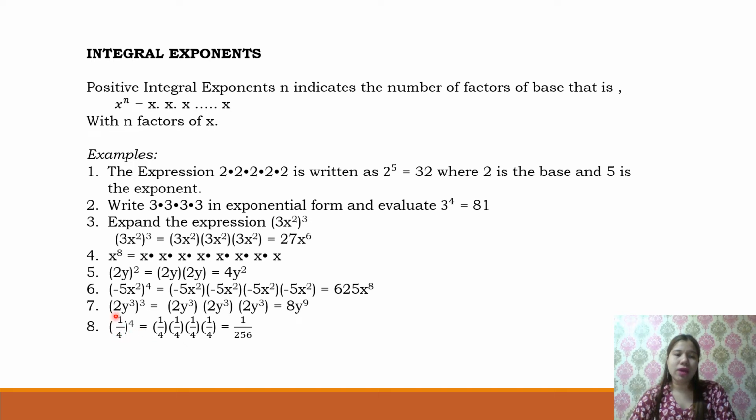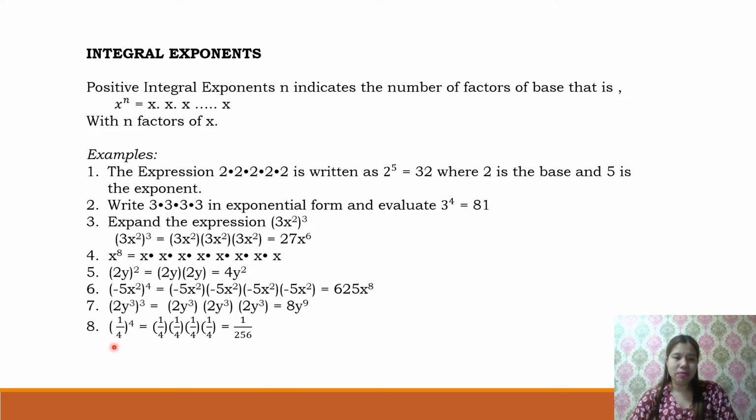Next example, we have quantity of 2y cubed raised to 3. So, three 2y cubed. 2 times 2 is 4, times 2 is 8. And then we add the exponents. So 3 plus 3 is 6, plus 3 is 9. We have 8y raised to 9.